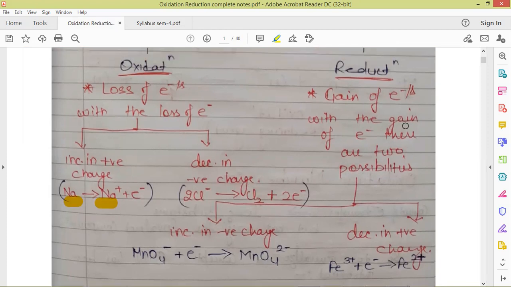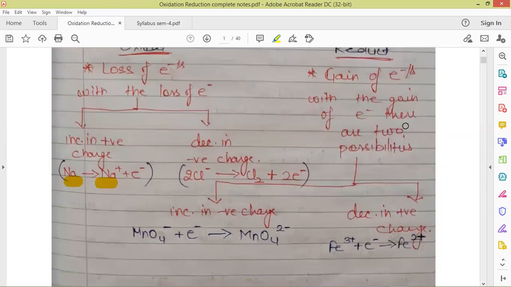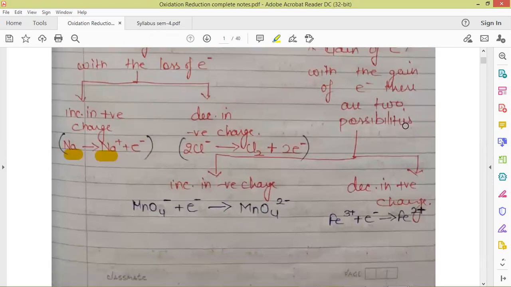Next we have reduction. It is gain of electrons. Whenever there is a gain of electrons, we say that reduction has taken place. So for reduction also there are two possibilities. When reduction takes place, there can be an increase in negative charge. Here MnO4 negative is gaining 1 electron. It is getting converted to MnO4 2 negative. Here the negative charge was -1, here it is -2. So the negative charge is getting increased.